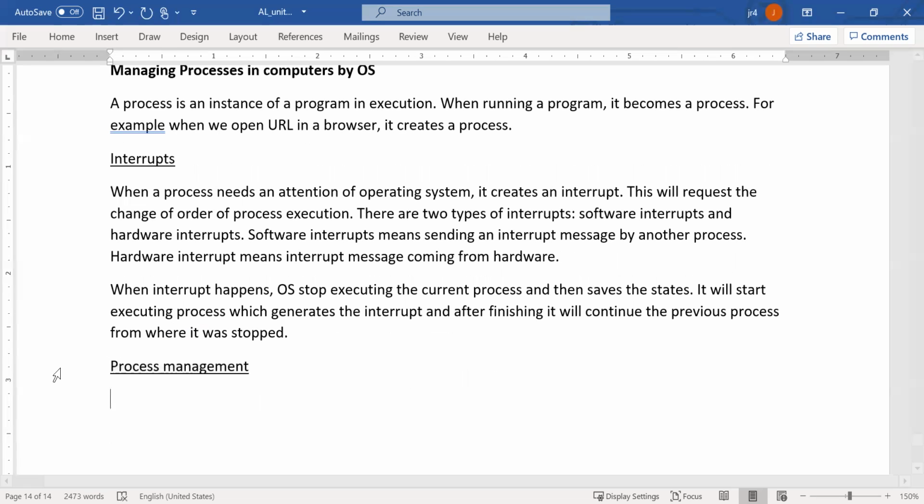So there are multiple processes, and then process management involves process creation, creating a process, scheduling, termination, scheduling and termination.